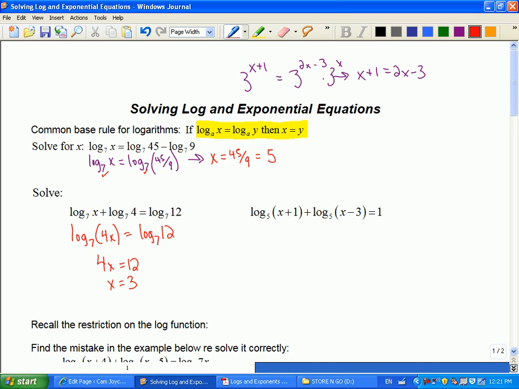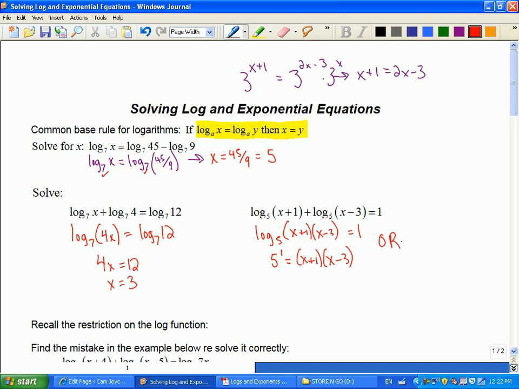Now the absolute worst that it gets is when it looks like the next one. The next one's really not that bad. It's grade 12 log laws plus a grade 11 quadratic equation. Let me show you how it works. If I put them together, this is log base 5 of x plus 1 times x minus 3 equals 1. Now you might say, well, uh-oh, how do I drop this now? There's only one log. Well, there's two ways to do it. Number one is the way I'm going to suggest you do it because it's the way we've already practiced it. You can rewrite this as 5 to the 1 is equal to x plus 1 times x minus 3.